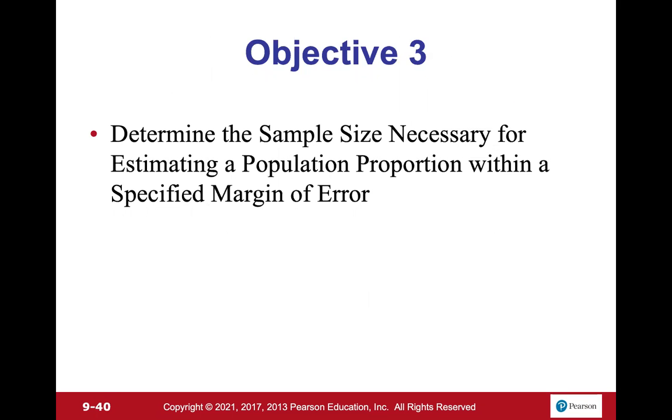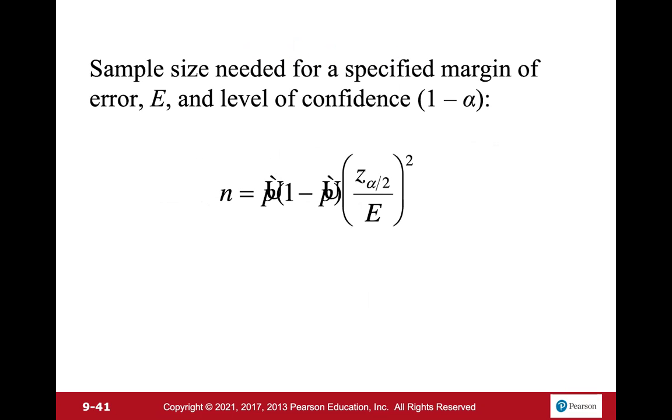Next, determine the sample size necessary for estimating the population proportion within a specified margin of error. Here we're going to use this equation. I know it looks a little crazy. n is equal to p hat times 1 minus p hat, times our critical z-score divided by our margin of error, and those two values are squared.